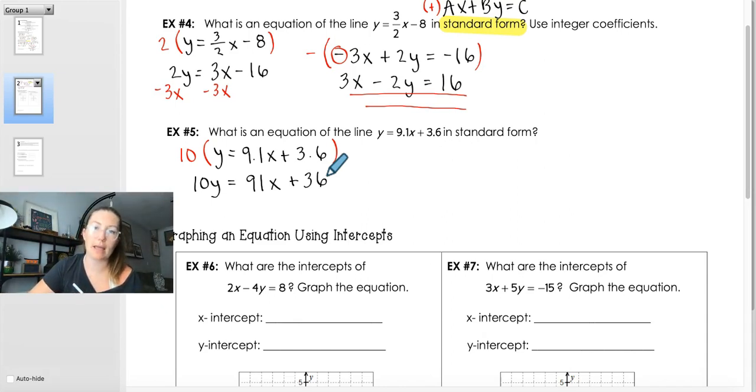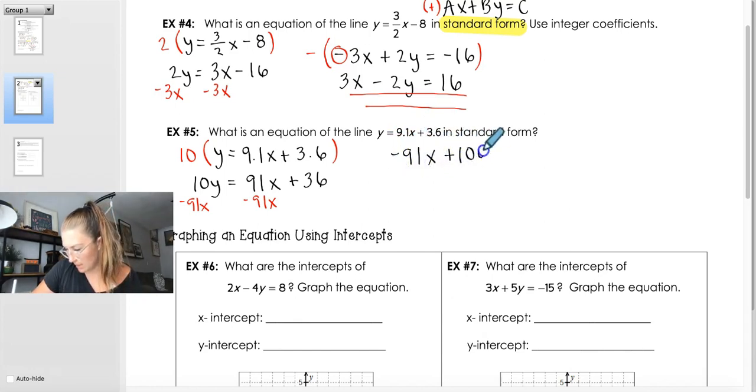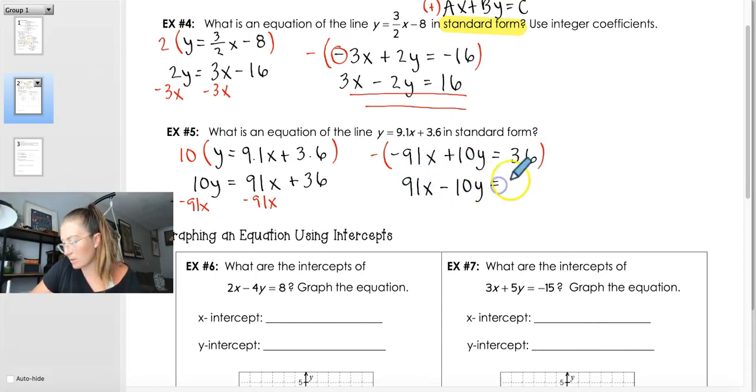Alright, now we want to get it in the form ax plus by equals c, so I'm going to subtract that 91x from each side. So I'm going to get negative 91x plus 10y equals 36. And again, be careful, I do not want a negative on this a value. This needs to be a positive. So we're just going to multiply this entire thing by a negative, or in other words, switch signs. So I'm going to get positive 91x minus 10y equals negative 36. Alright, moving on.